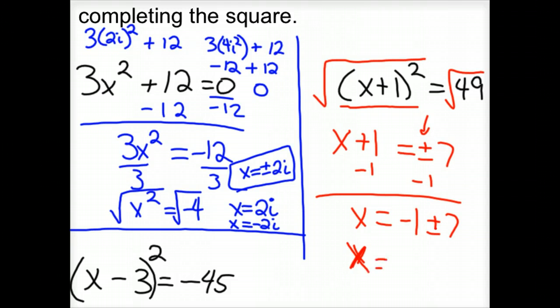And so x equals, well, negative 1 plus 7 is 6. And x could be, for the other answer, negative 1 minus 7, which would be negative 8.